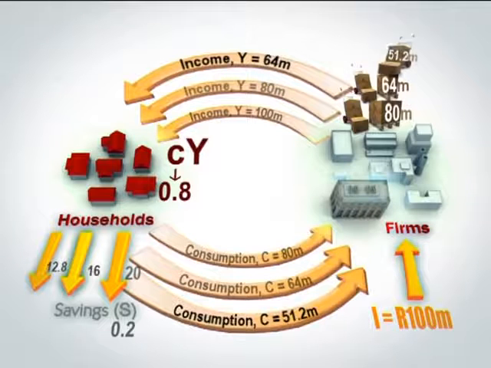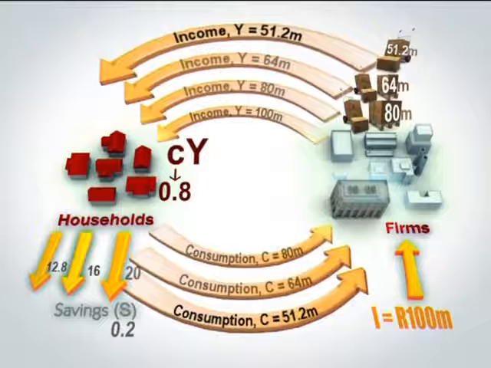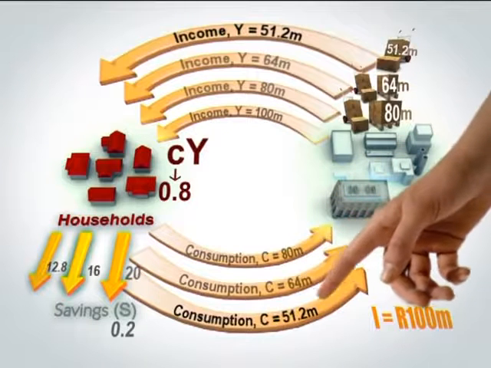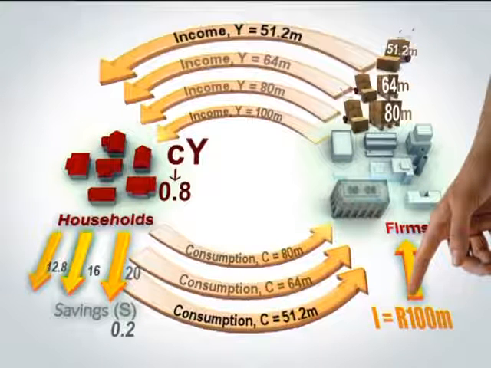Firms must again try to keep up with demand, and they increase output by 51.2 million rand, generating income for their employees and owners. And so it continues. This is the multiplier effect. This round after round of further consumption spending is the indirect result of one initial increase in investment spending.